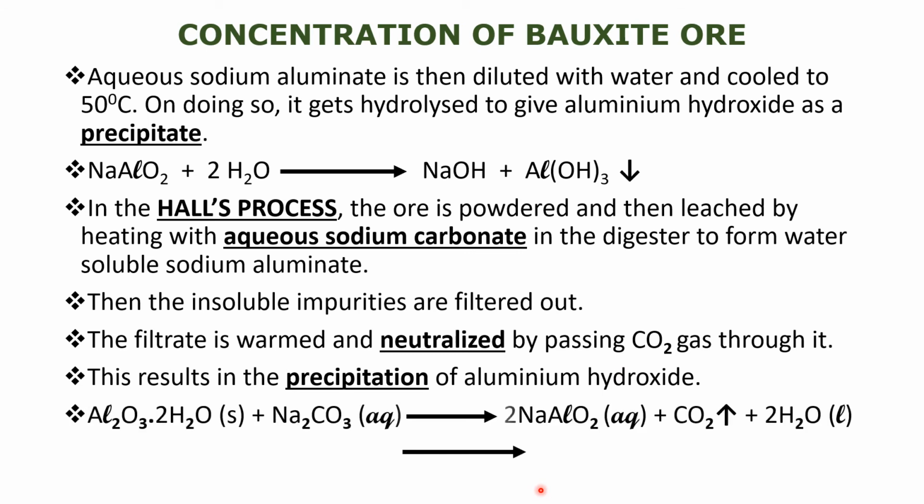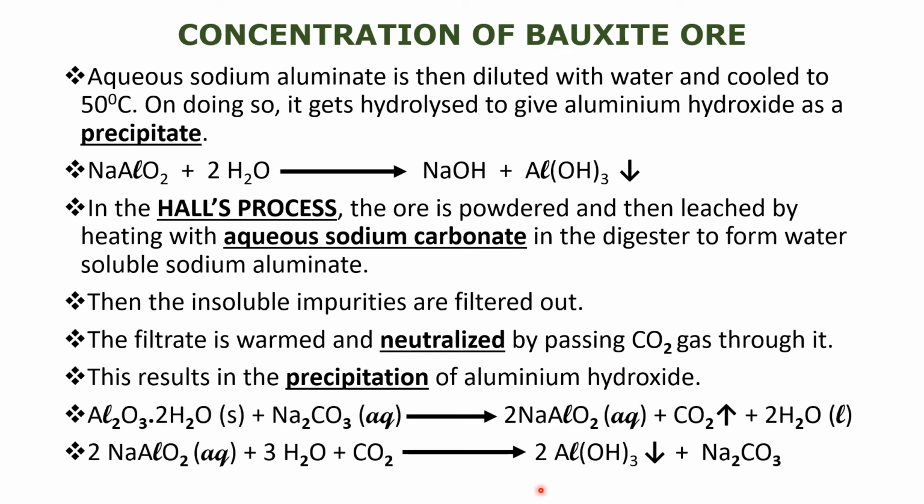So let's see the reactions. Aluminium oxide reacts with sodium carbonate. First reaction. Can you see this? Follow the laser pointer. This step. Aluminum oxide reacting with what? Sodium carbonate, giving you sodium aluminate. Can you see sodium aluminate here? Then we filter it and all that, and then we pass.